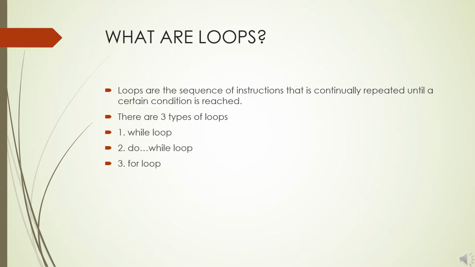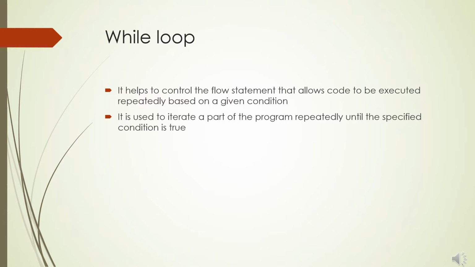There are the following types of loops in Java. One is the while loop, the second one is the do while loop, and last but not least, the for loop. From the next slide, I will explain all the types of loops. The first type of loop is the while loop.